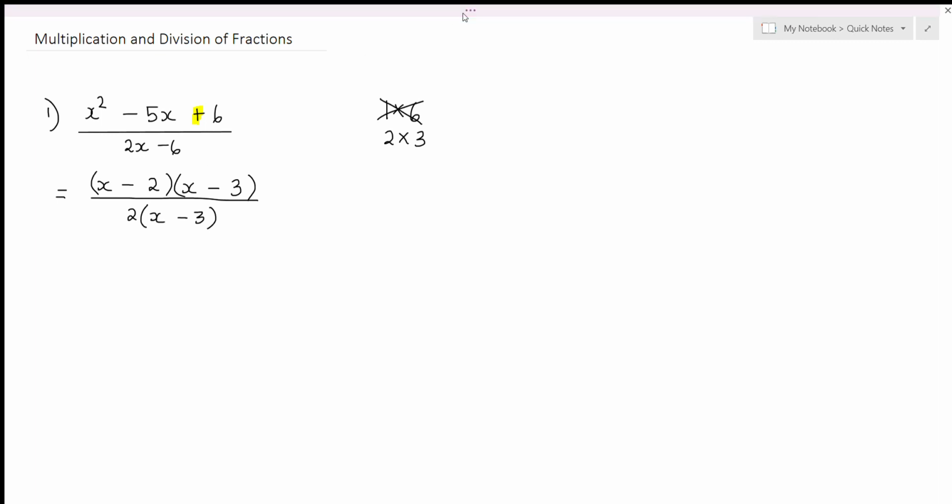Then we look at what can clearly cancel out here. We can see that x minus 3 will go into x minus 3. And so we are left with x minus 2 over 2. Now, the common mistake we sometimes pick up is that some people cancel the 2. That is not allowed. When you have a minus or a plus here, you're not allowed to cancel. So this is your final answer.